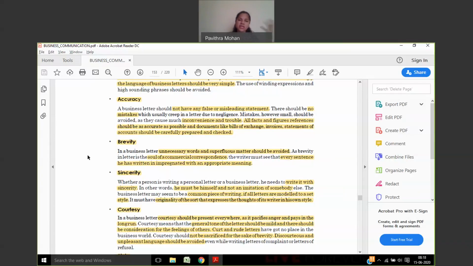Why should we avoid mistakes in the information? Because it can cause inconvenience and trouble. The information I share now can cause certain inconvenience or trouble at a future date. For this perspective, we have to ensure the information is complete. All the facts and figures, references should be as accurate as possible, and documents like bills of exchange, invoices, and statements of accounts should be carefully prepared and checked.